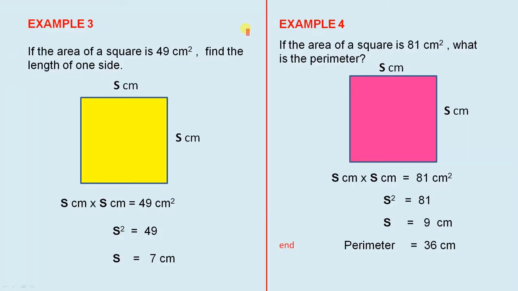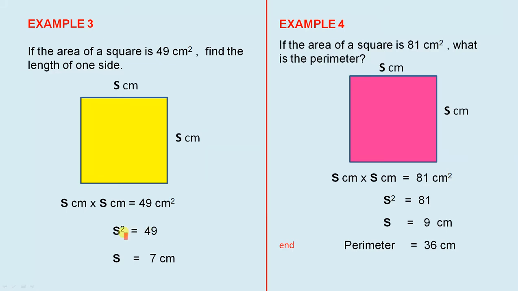Example 3. Now this one's a little bit different and it just requires a little bit of extra thinking. If the area of a square is 49 square centimetres, find the length of one side. So when we don't know the length of the sides, just let them equal S. So let's pretend that's S centimetres, and that's also S centimetres. We know that S centimetres times S centimetres will be 49 square centimetres, because that's the area we were given. Therefore S squared equals 49.